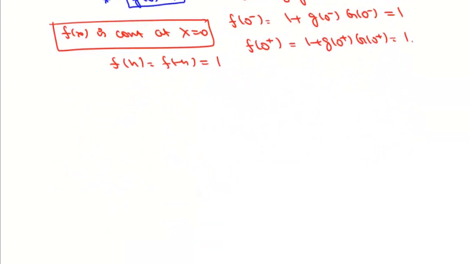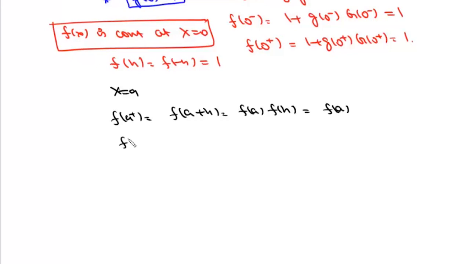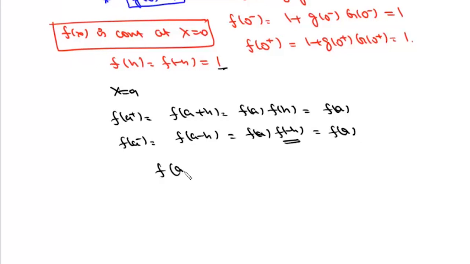Now we'll check for its continuity at any point x equals a. Now f(a positive) is f(a + h). Now it will be this f(a) into f(h), and f(h) is simply 1, so it will be equal to f(a). And the same way f(a negative) is f(a - h), which is f(a) into f(-h), and f(-h) is again 1, so it is equal to f(a). So for any point a, f(a positive) is equal to f(a negative) is equal to f(a). That means this function f is continuous at all the points.